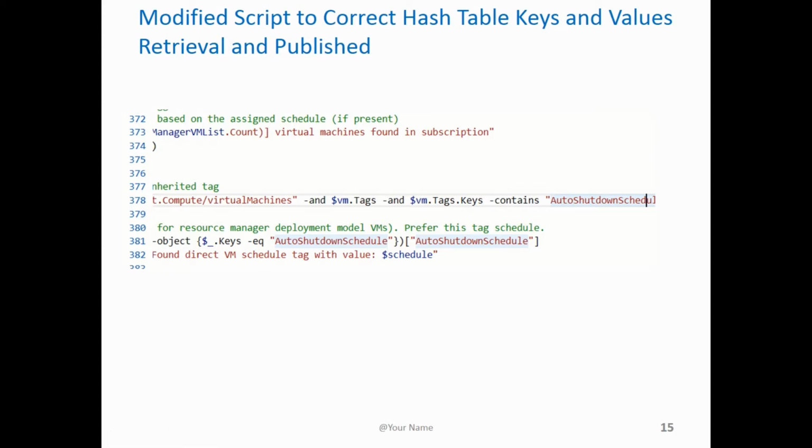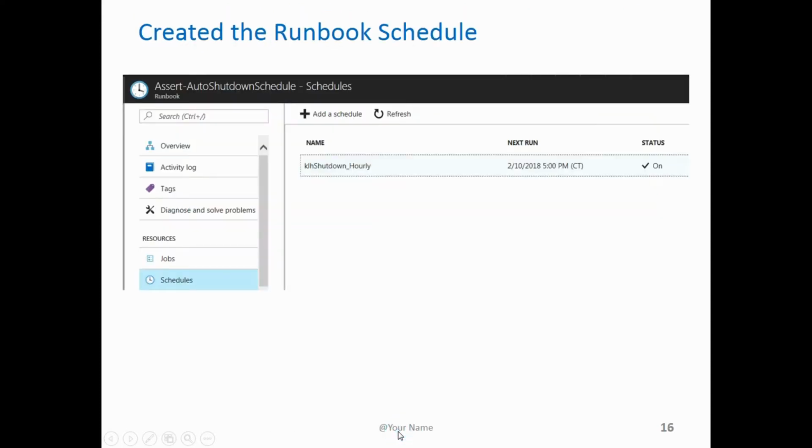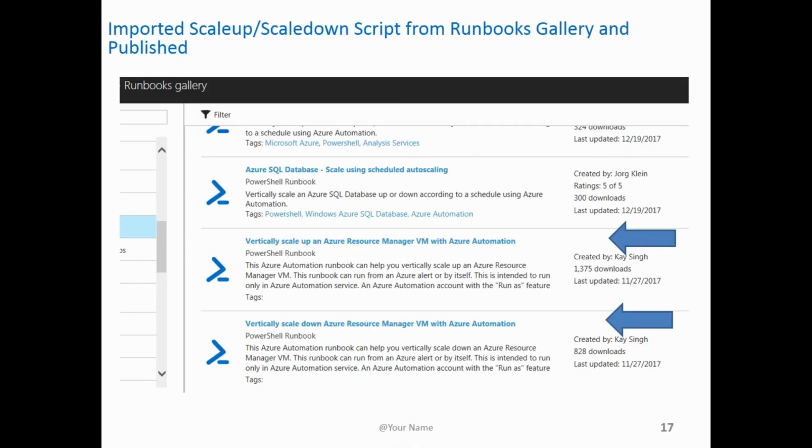I had to correct the hash table keys and values retrieval so that it could actually do the match and do the shutdown. And then I published that change. I created under that runbook a schedule, and this is an hourly schedule, so it goes and looks whether or not within the hour that it's running, whether your maintenance window, you should be in or out. If you're in, you should be shut down. If you're out, you should be started up.